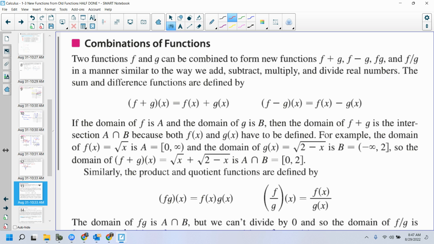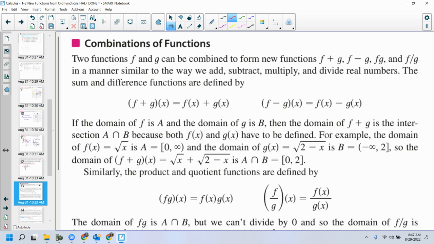So we could add two functions together. We could subtract two functions from one another. We can multiply two functions together. We can divide two functions from one another. Dividing makes it look a little bit more rational, right? What you want to be careful of is the domain.